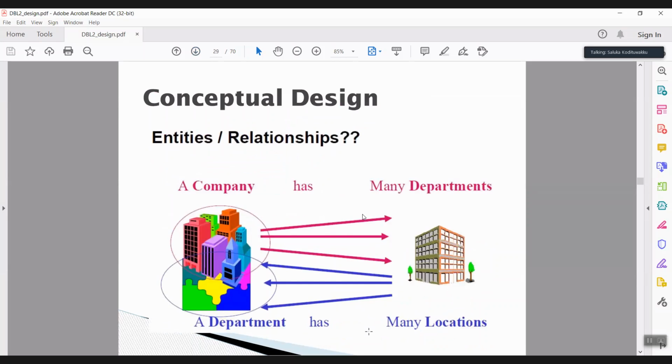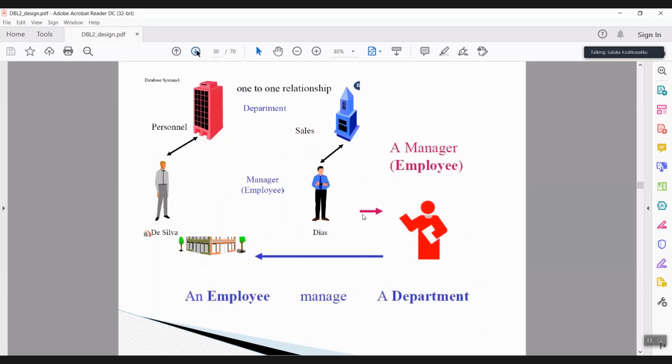And then, entities and relationships. Going further, a company has many departments, and a department has many locations. Likewise, when we consider the particular mini-world, each identified entity may be involved in multiple relationships. Some of them may be self-relationships, like employee and supervised employees, and some others may be associations among different identified entities.